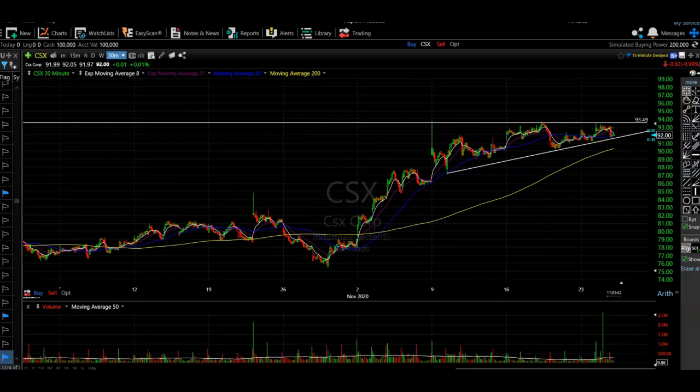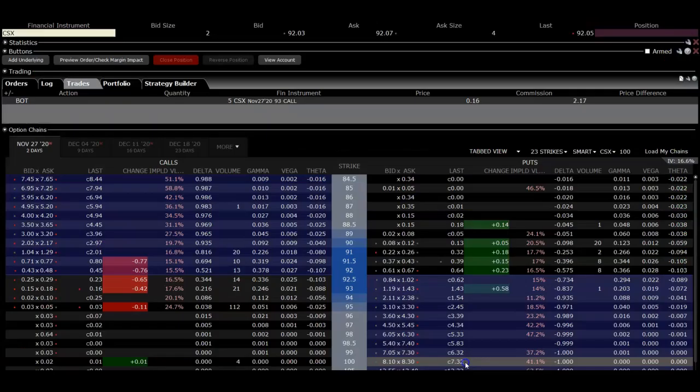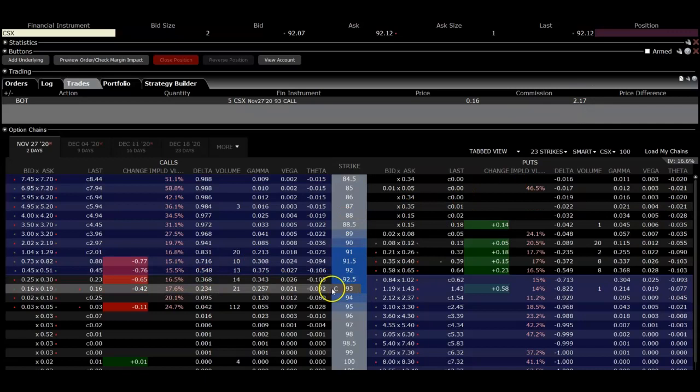Let's go to the option chain. This is the trade right here: 5 CSX November 27 93 calls for 16 cents a piece. You can see when I lowered the amount of contracts, the commission went down to $2.17. So I am in on this contract right here. My order is no longer on the bid, since I actually executed all of it, so it's somebody else on the bid right now.